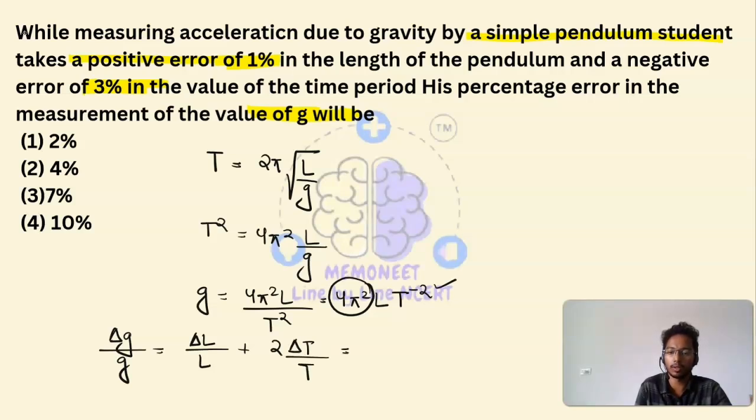So this will be equals to, that is ΔL/L, the positive error of 1%. Okay, 1 plus in the time period it is having negative error of 3%. So 2 into 3, that is equals to 6 plus 1, 7%. So this is the percentage error for the g. Okay, so our answer is option 3.